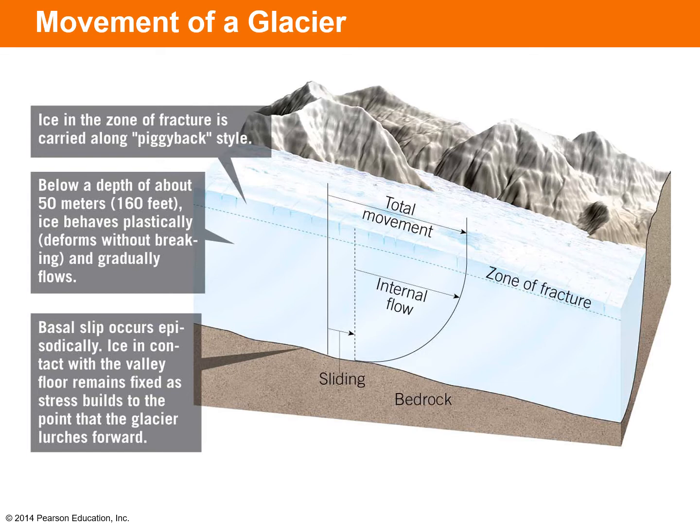So at the bottom, you have the basal slip. In the middle of the glacier, you have this plastic-like internal flow. And then at the top, you have the total movement, which is the basal slip plus the internal flow, contributing to the movement of the glacier near the surface.